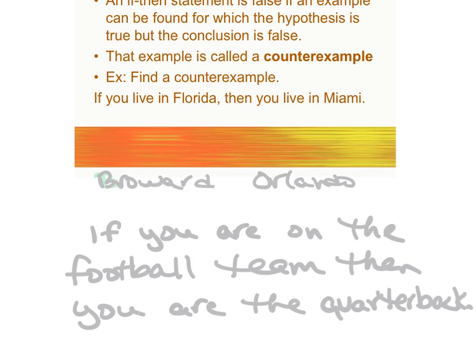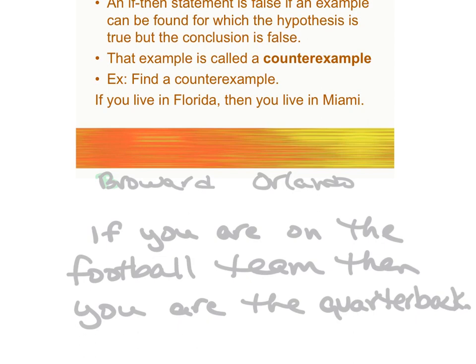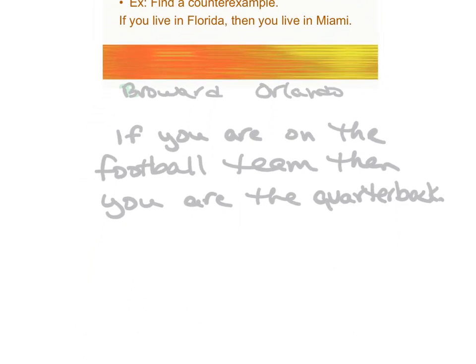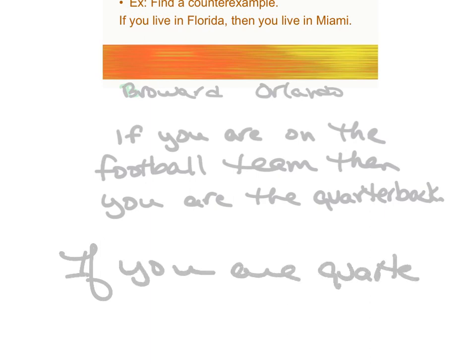Running back? Good. So if you're on the football team, then you're the running back. Any other position on the football team would have proven that one false. Now we could say it the other way, and that statement would have been true. We could have said, if you are the quarterback, then you're on the football team.